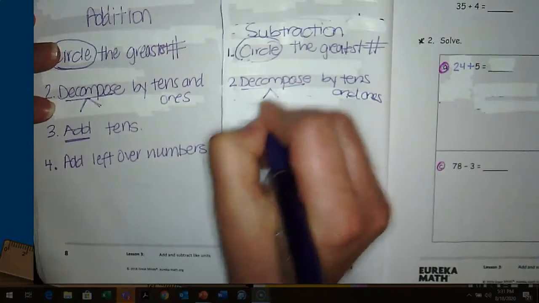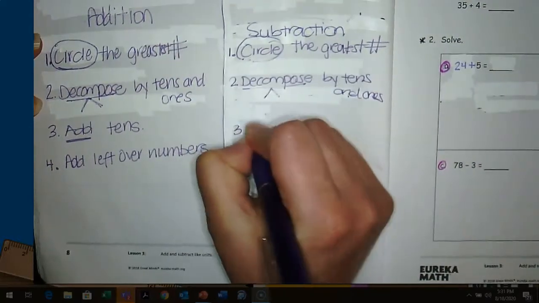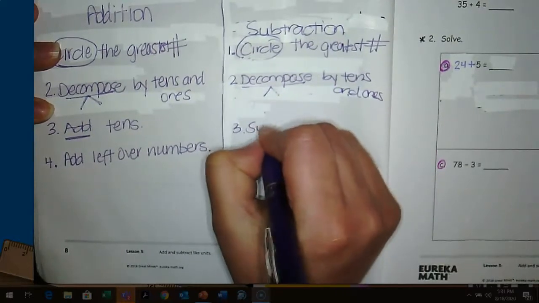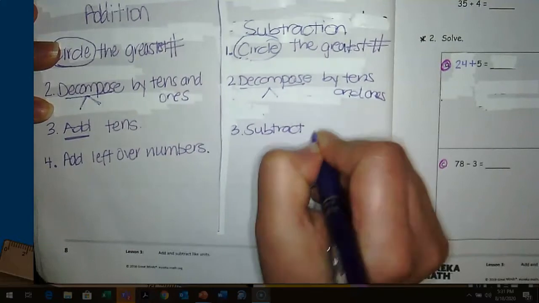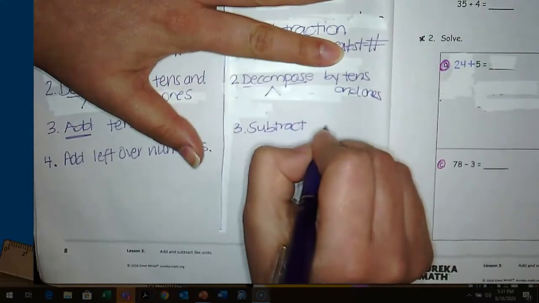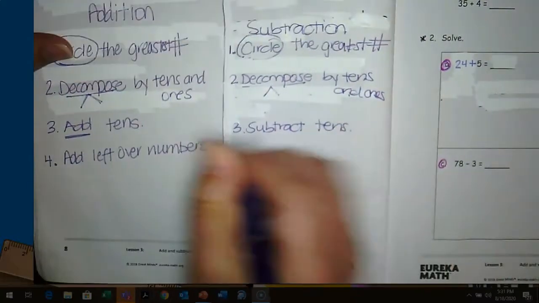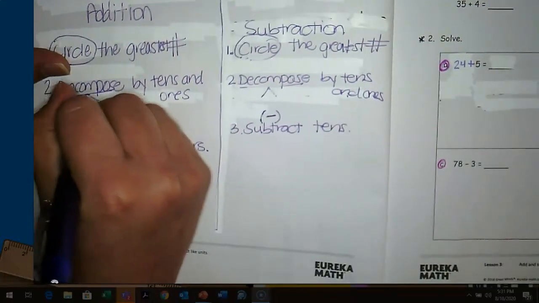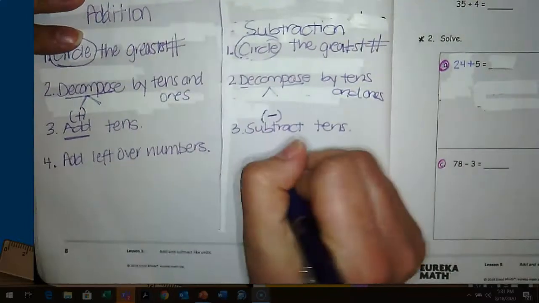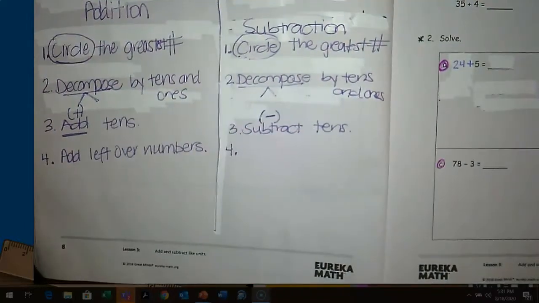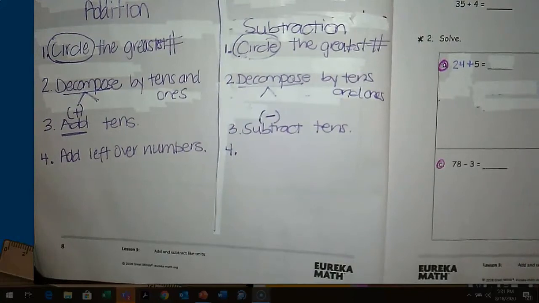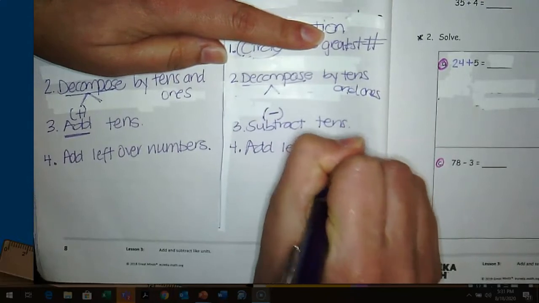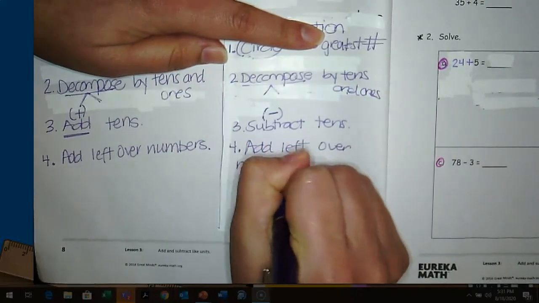Here's a different step. Since I'm subtracting, I need to subtract. And you know what, boys and girls? The unit that I'm going to subtract is the tens or the ones. It depends. I'm going to put the little subtraction sign on top. And I'm going to put the little addition sign on top so I can remember. And the last step that I always follow is I add the leftover numbers. In both of them, I add the leftover numbers.